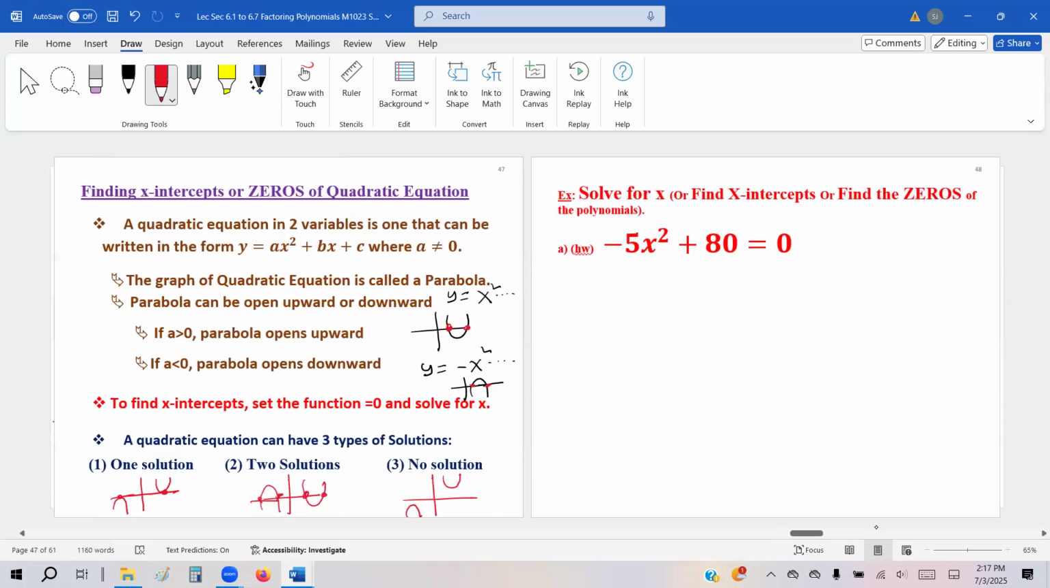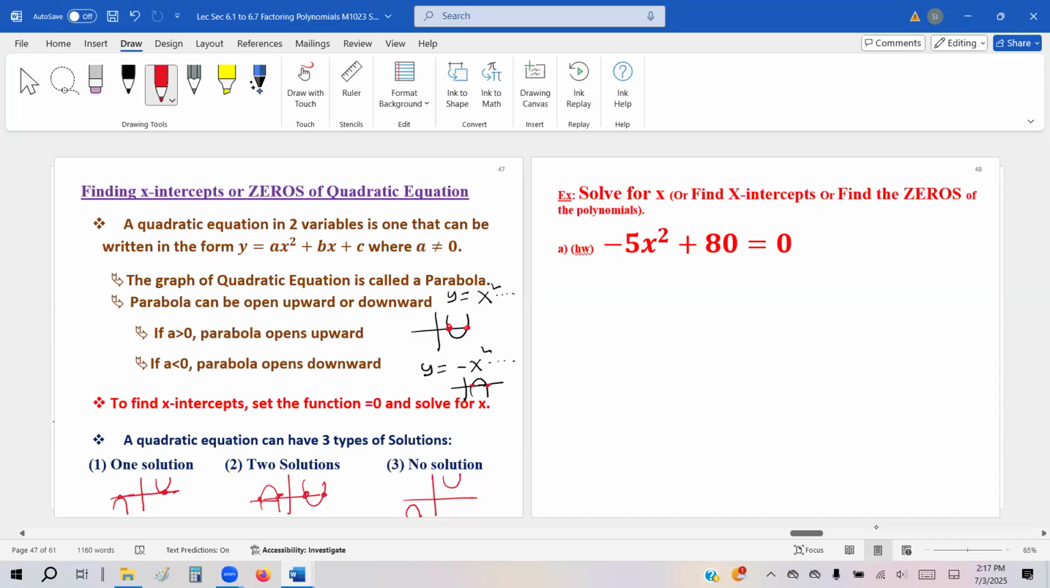And now, since we have all the background knowledge, we are going to solve it. We have the direction that says solve for x, or find the x-intercept, or find the zeros of the polynomial. In your exam, you'll have one of these directions. They all mean the same thing. Solve for x.